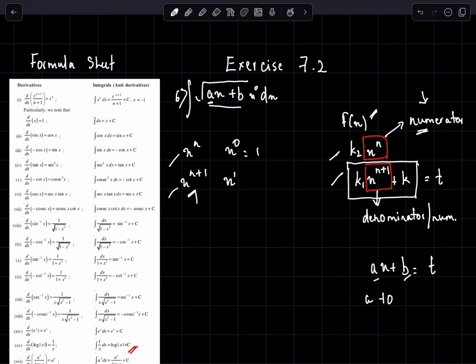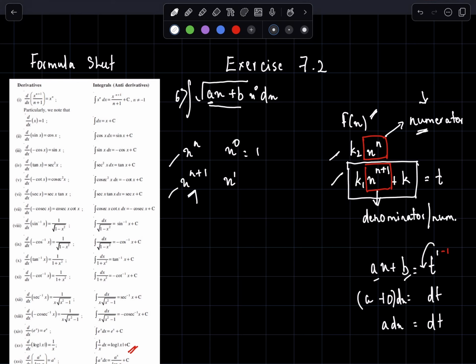Differential of b is 0, and differential of t is, you should know this by now. If this is 1, this comes here, and then you subtract 1, t to the power 0 times 1 is 1, right? So 1 times dt. And remember, don't forget, this is dx. So what do you have? A dx is equal to dt.